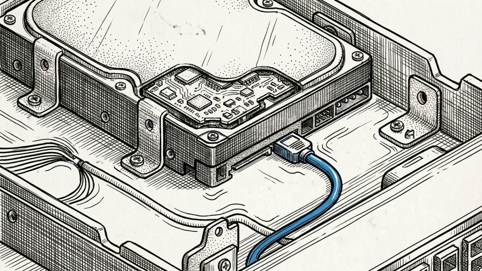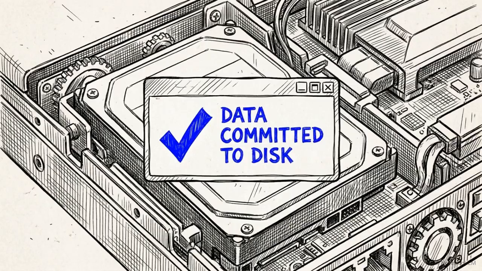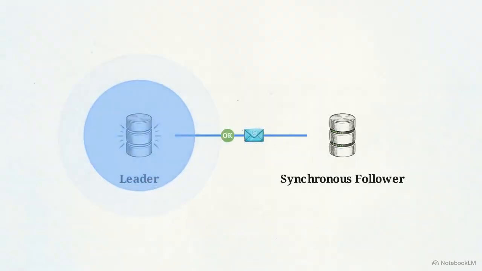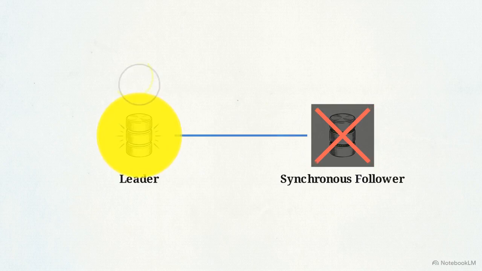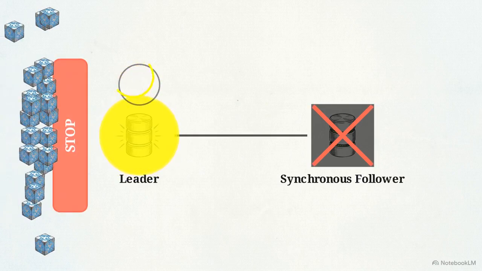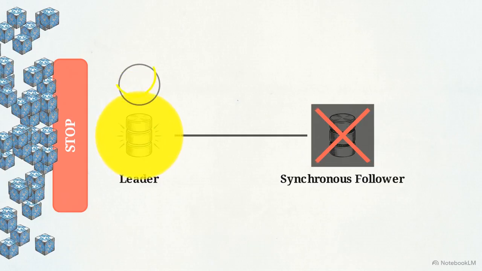If the leader's hardware suddenly fails, you know with absolute certainty that your committed data is safe. But it creates an availability risk. If that synchronous follower crashes, or a network partition delays its response, the leader must block all incoming writes. The entire database grinds to a halt, waiting for a node that cannot reply.